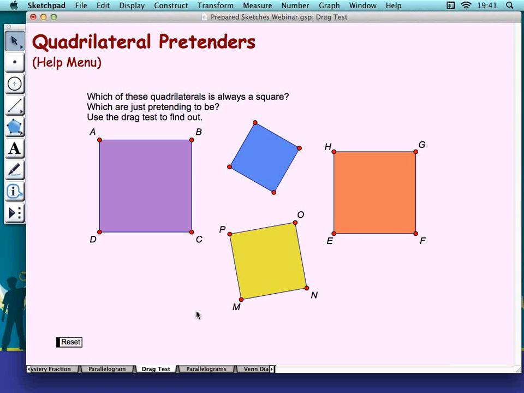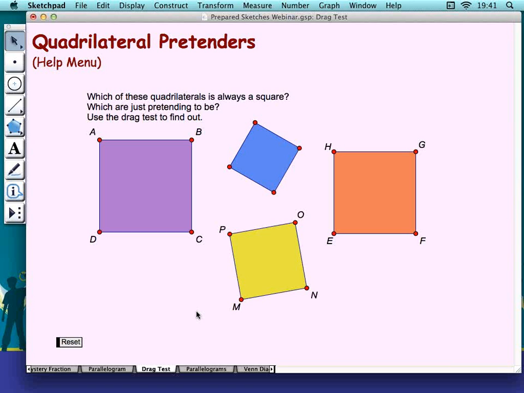Okay, let me pause for a moment and see what questions there are that I should be answering. A couple of questions. The last three just popped up. You could address those. And we also had an earlier question about whether these will work with Sketchpad 4.